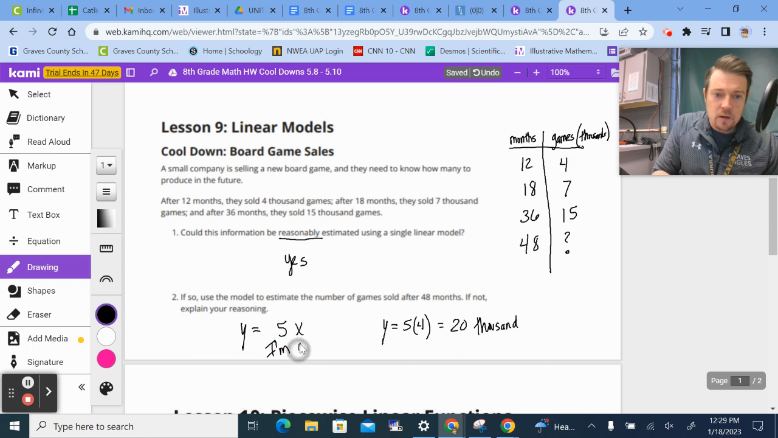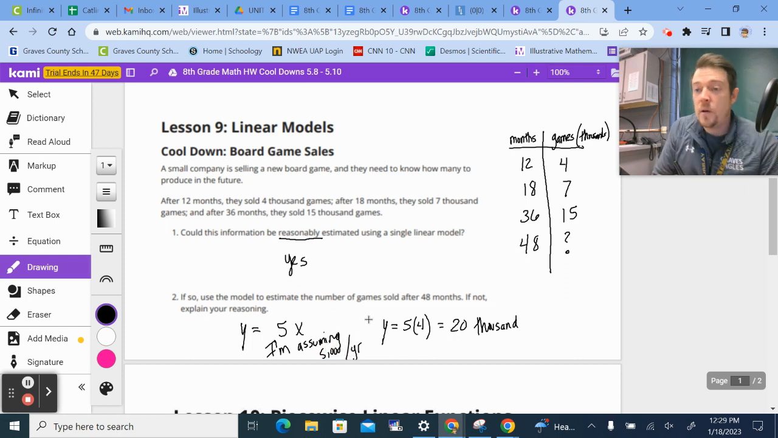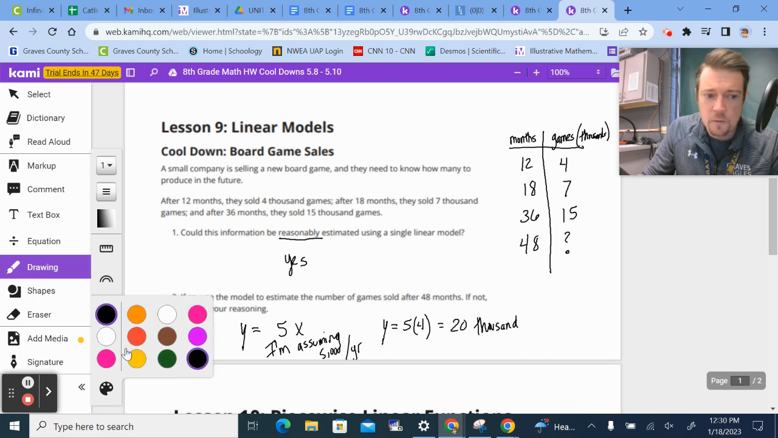And my explanation is I'm assuming 5,000 per year. That's kind of my reasoning of how I got to my 20. All right. And I think that's enough for us to make an estimation of where it would be based off of that model. Now we could draw a graph of that and understand it a little bit better, but I'm not going to go that route. That's enough for what we're doing right now, I believe.